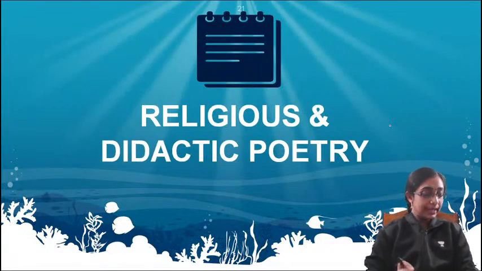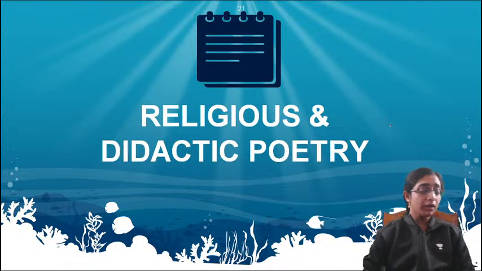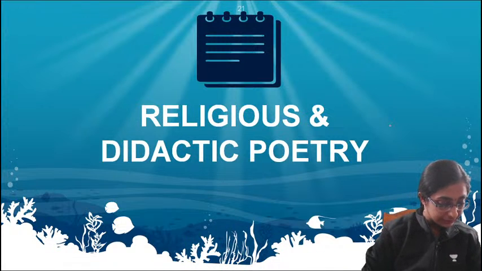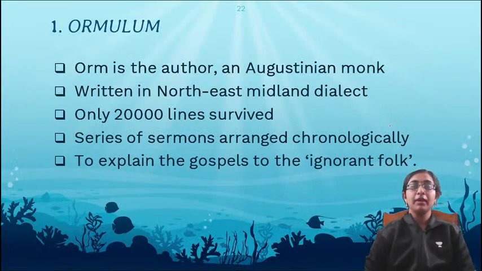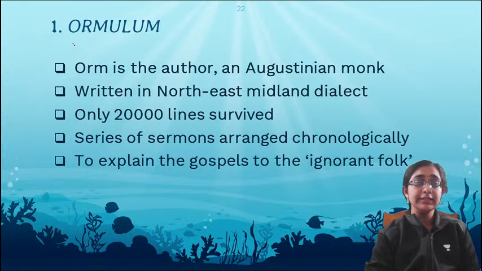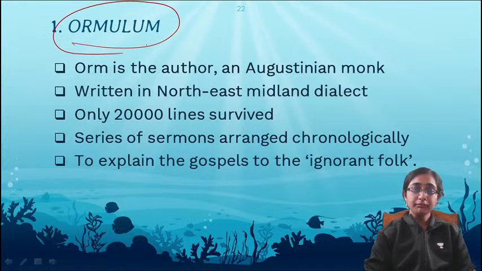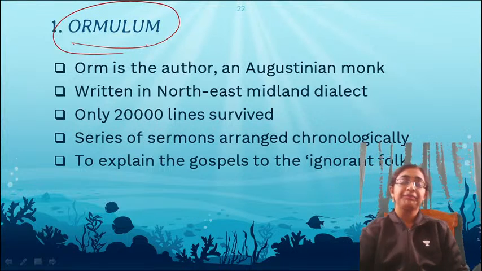This part is translated in Harley Brut. Now, that is the end of the chronicle portion. Now we will move on to the religious and didactic poetry during the Middle English age. The first important religious poetry is Ormulum. Ormulum is the first important religious poetry.